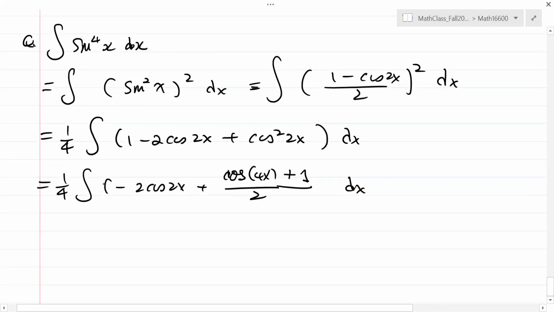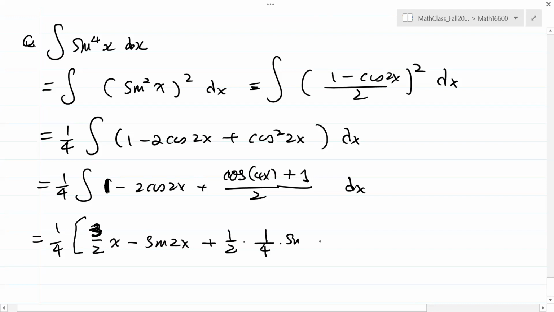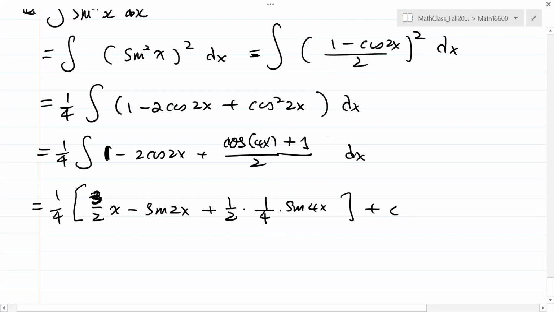So now you can write down antiderivative of each term. First term is 1 half plus 1 is 3 over 2. So 3 over 2 x. And then minus, I think that this will be sine 2x. Okay, antiderivative of cosine 2x will be sine 2x, and then plus, and here's 1 half, we have to divide by 4, and sine 4x, okay, and then plus constant. You can write down all the terms quickly. So this is the answer, okay.